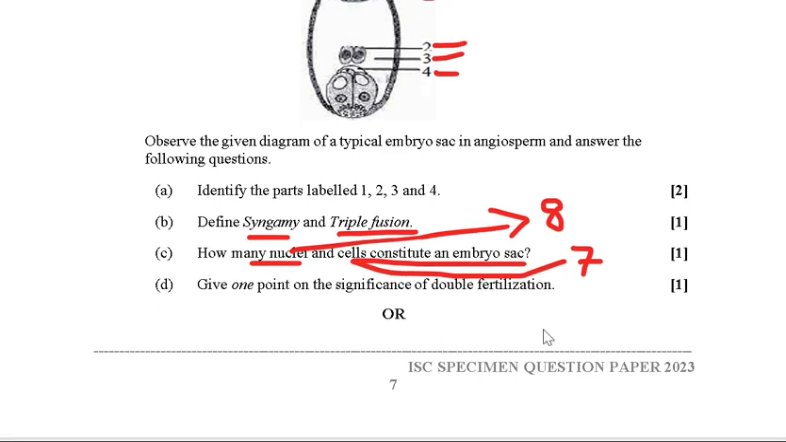Okay. Next, give 1 point on the significance of double fertilization. So double fertilization ensures formation of endosperm only when the egg has been fertilized and embryo development is just to start. So I am taking one important significance. I repeat, double fertilization ensures formation of endosperm only when the egg has been fertilized and embryo development is just to start.